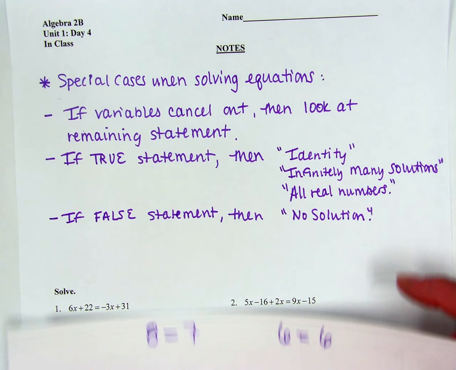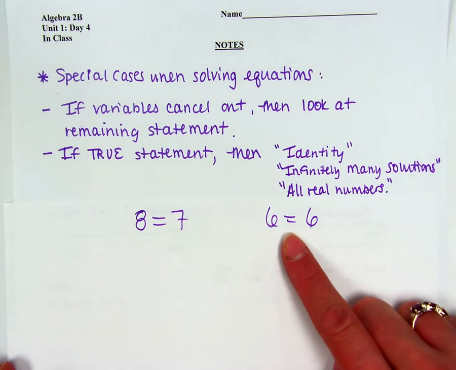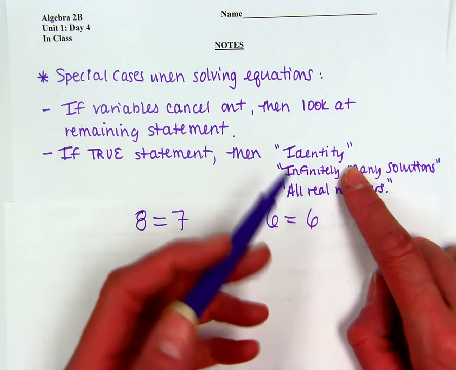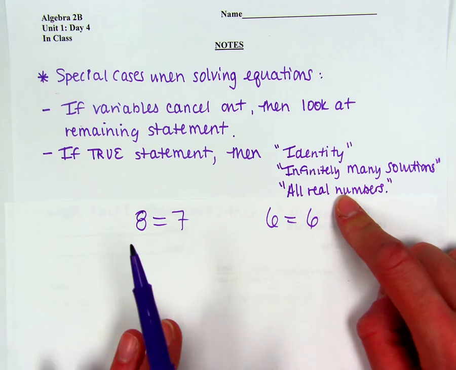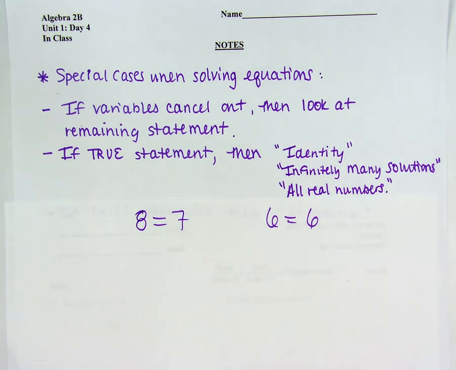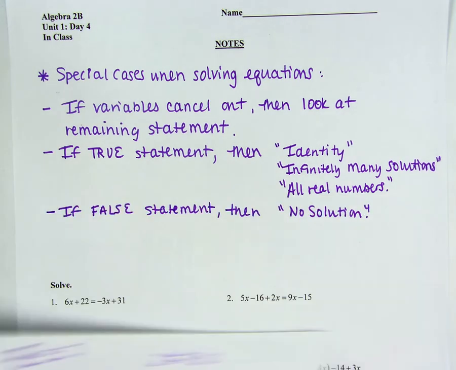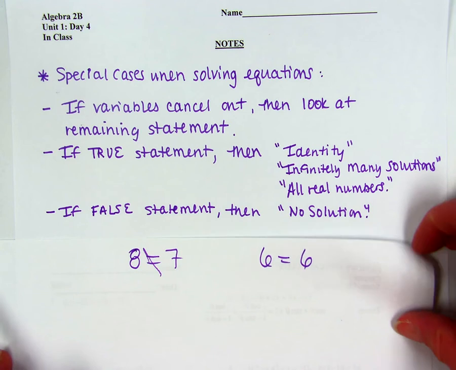If the statement is true, like if you got something like 6 equals 6, then you're going to stop solving the equation and say that it's either an identity, infinitely many solutions, or all real numbers. It depends on the book that you have, or your teacher, and they might use different phrases, but it basically means any value of x would work. If the statement is false, like 8 does not equal 7, that would be a false statement, then the answer is no solution.